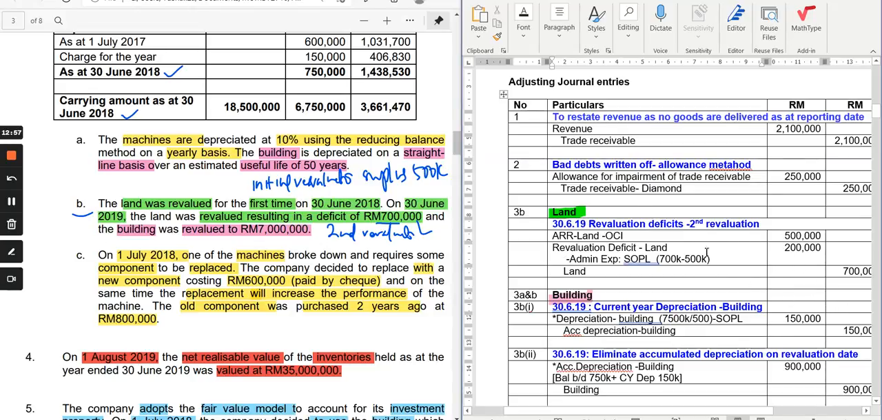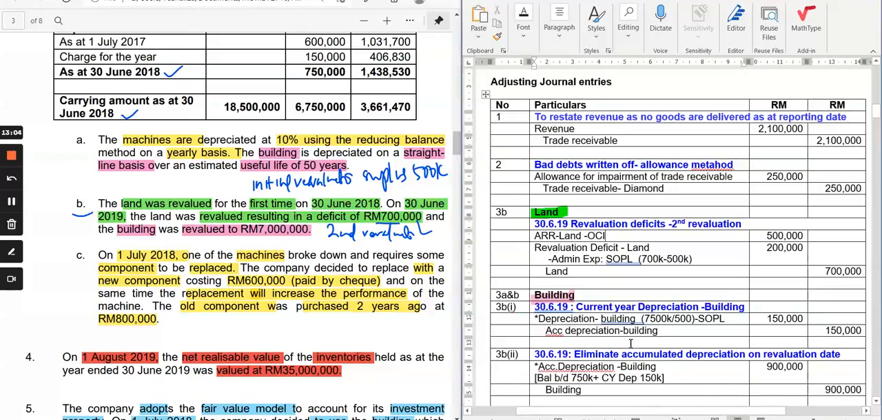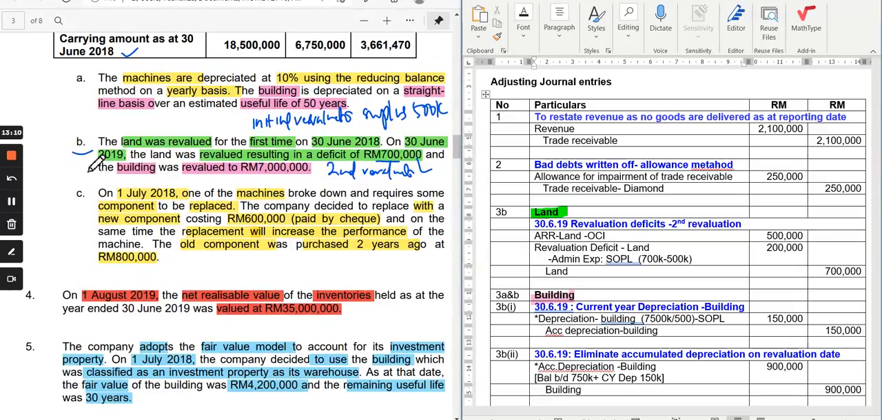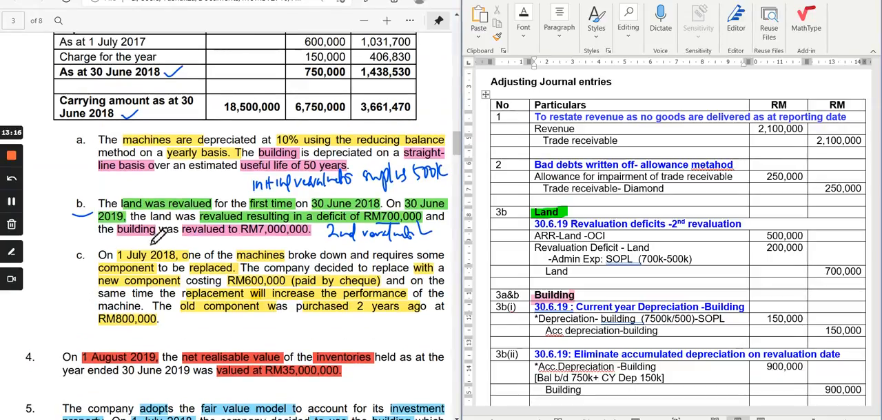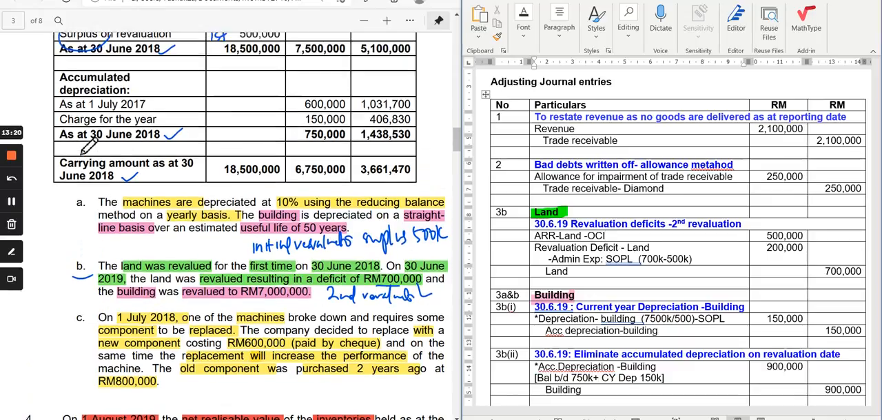So therefore, your land later will have been reduced by 700,000. Okay, we'll do that later when we prepare the statement, but let's just do the adjusting entry first. So we have done 3B. Now I'm going to look at the item in A that also relates to the building. So item A, let's just focus on the building first. The building, so later we'll read things on machine, right?